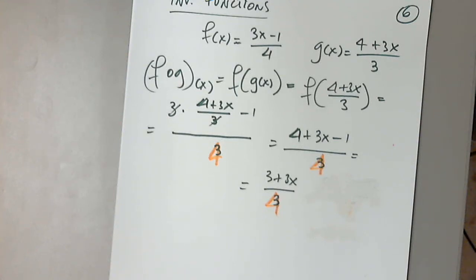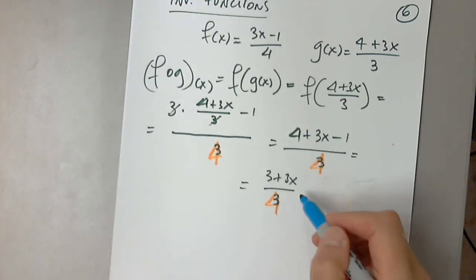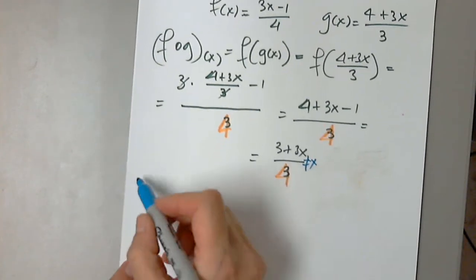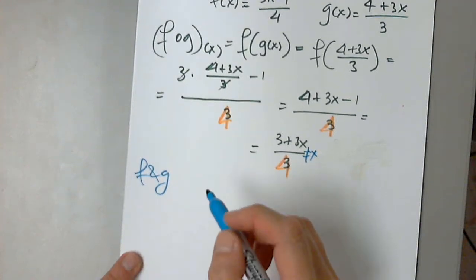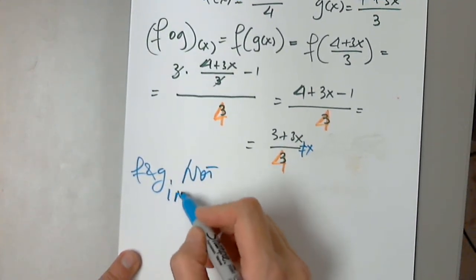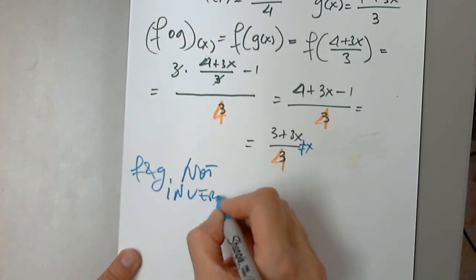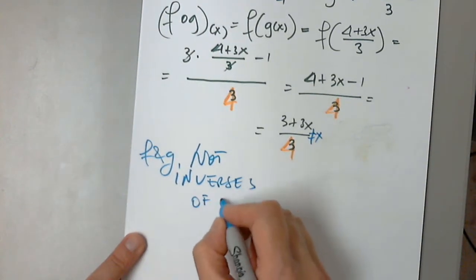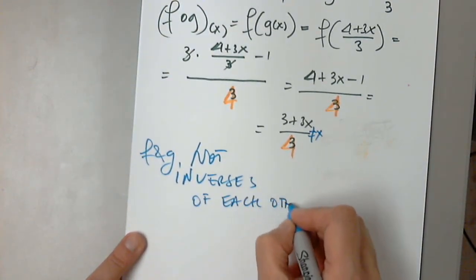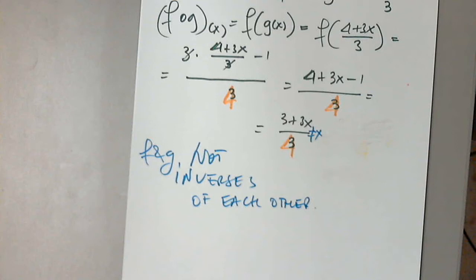Good. So what do we conclude? This is not x. So since it's not x, what do we conclude about f and g? Not inverses of each other. Perfect. Questions?